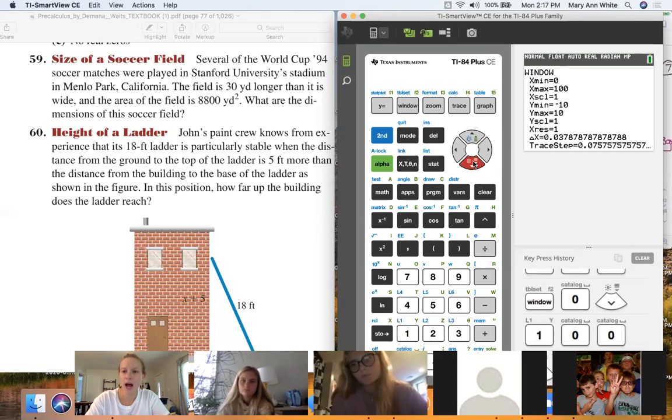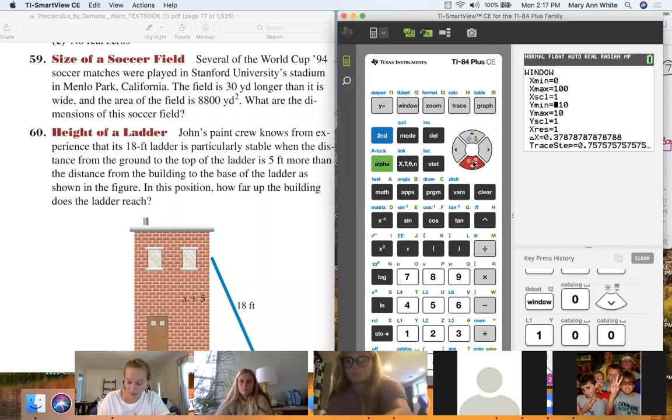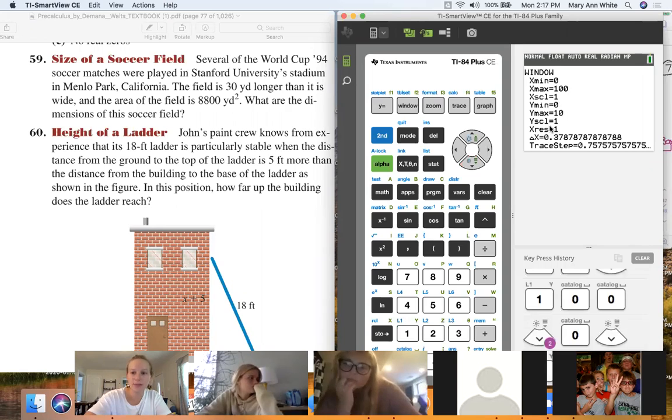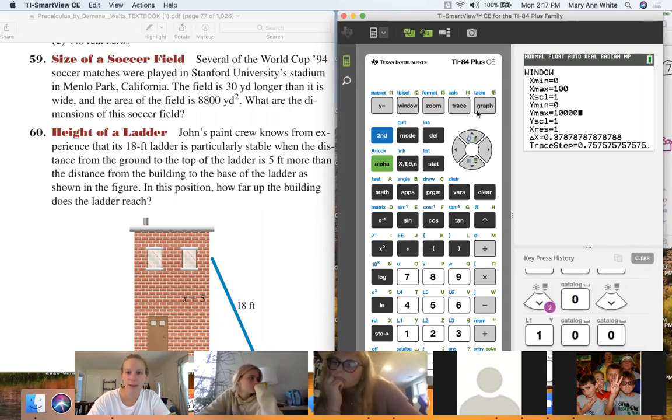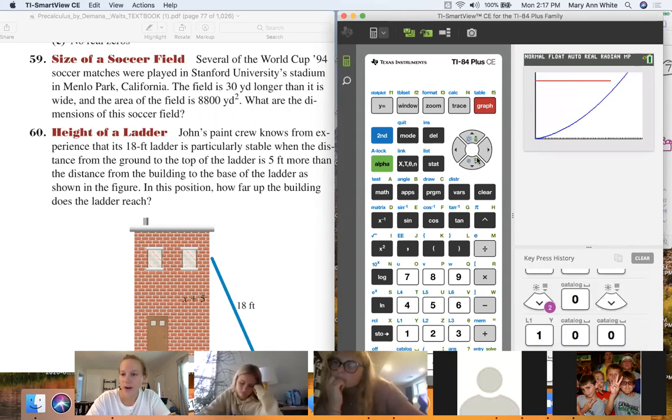And then for my y, that's my area. Well, I know that one of my y's is 8,800, so I should probably go from 0. I can't have a negative area, but I probably should go big. I'm going to go 10,000 for my area and see what happens. All right, graph. Okay, beautiful curve, beautiful straight line.